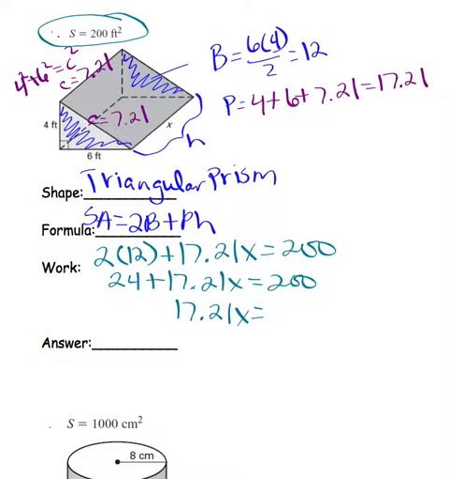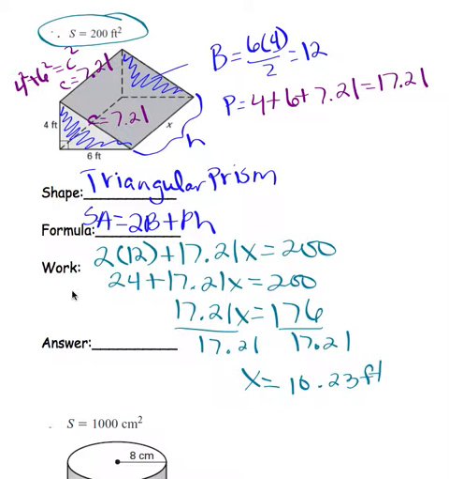17.21x equals 176. And then we need to divide by 17.21. X ends up being 10.23 feet. So the answer, 10.23 feet. Sorry, my 10 sort of looks like 16. But that's the triangular prism.